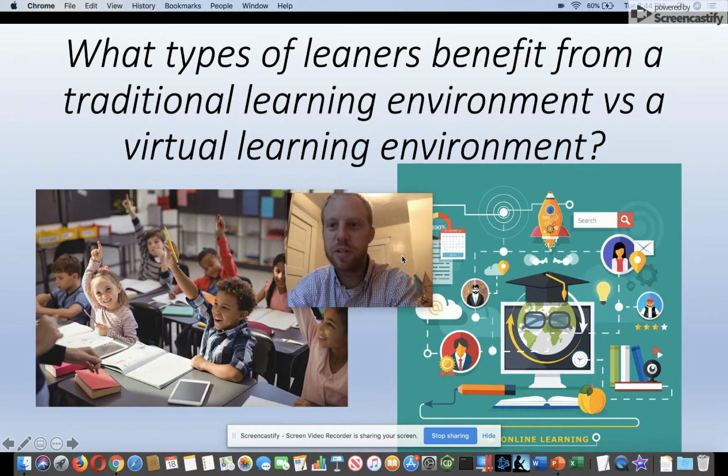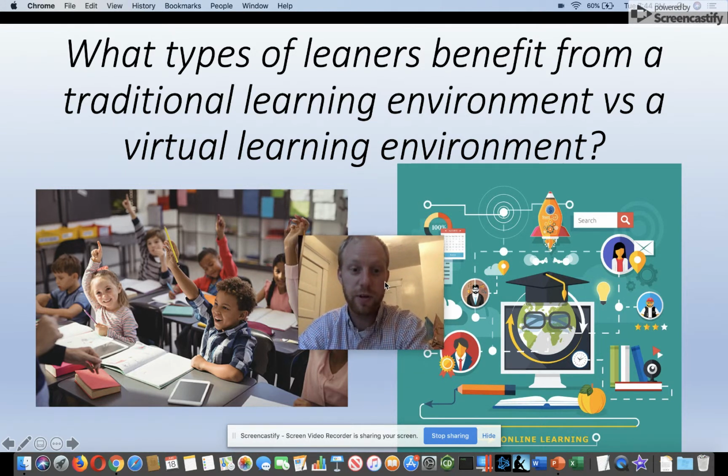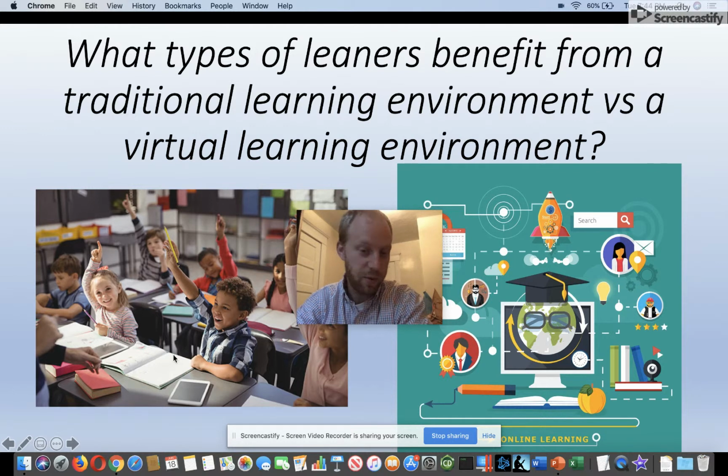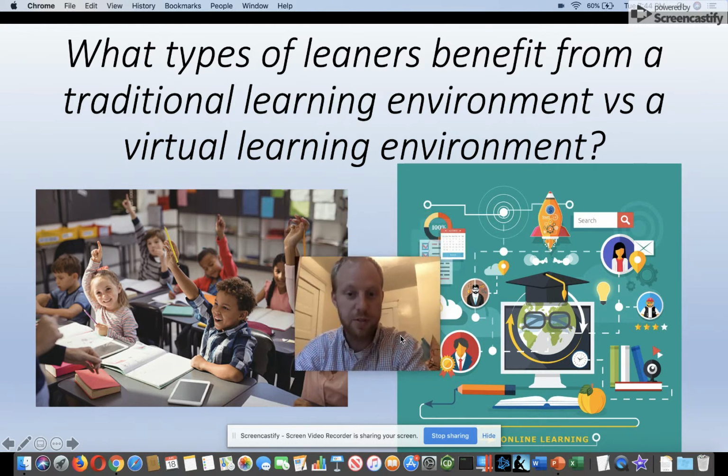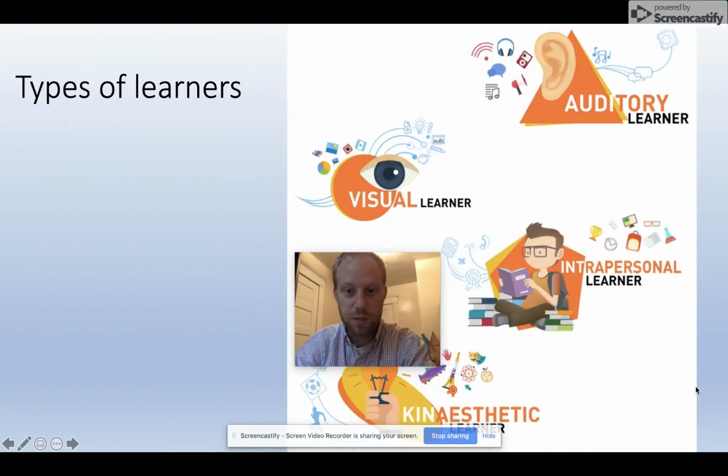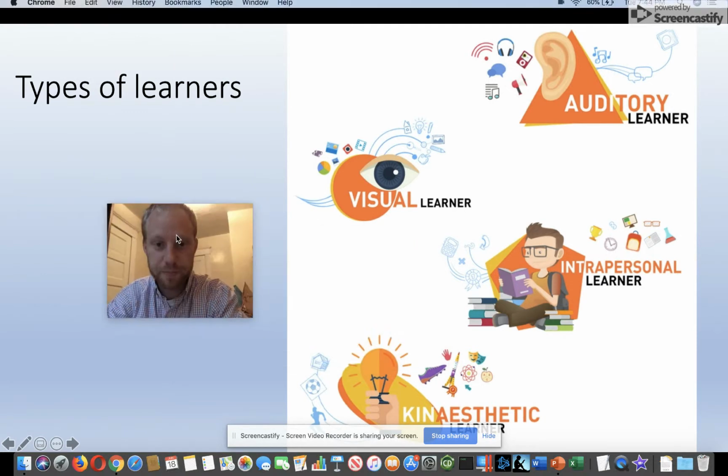What types of learners benefit from a traditional learning environment versus a virtual learning environment? I separated the two groups into strictly a classroom and strictly an online environment while I was doing research to better clarify the differences between them. So here we go. We'll start with the types of learners.